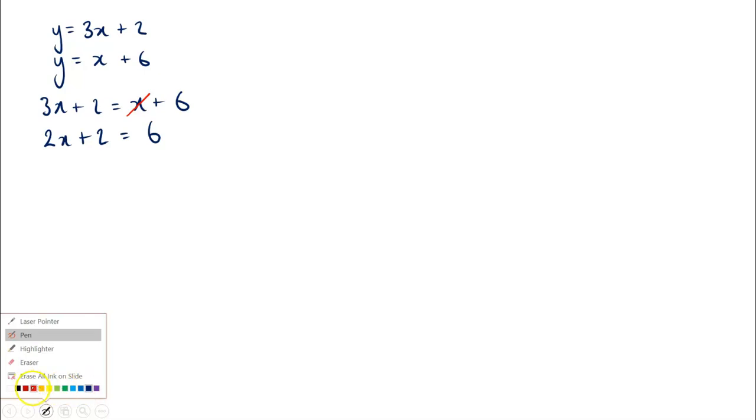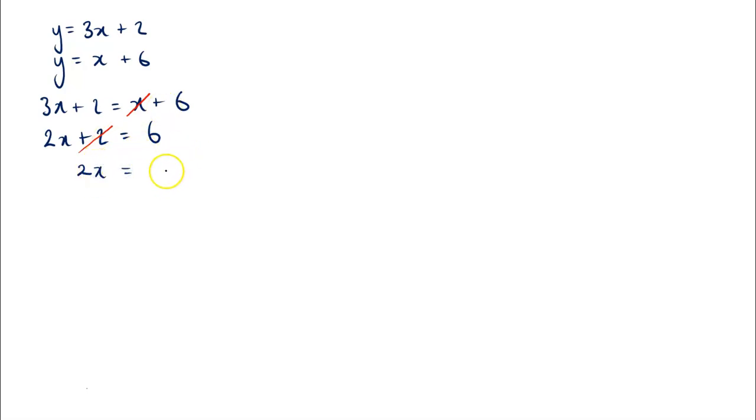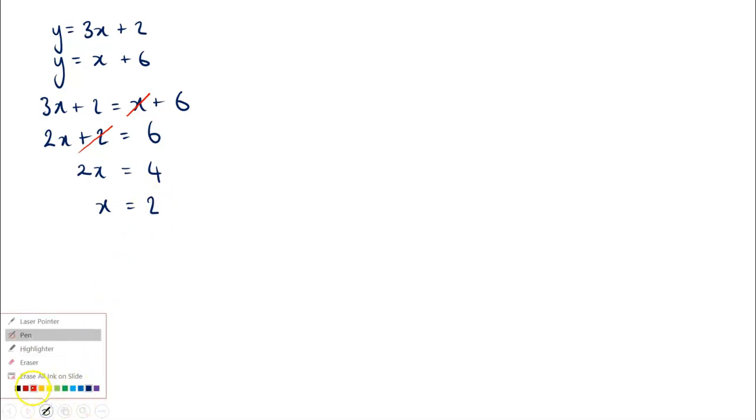Now I deal with the numbers. So I want to subtract 2 from both sides. If I subtract 2 from the left-hand side, this will go, so on the left-hand side we are just left with 2x. And then on the right-hand side of the equation, we're going to do 6 minus 2 to get 4. So now I have 2x is equal to 4. I want to know what x is, and so we can divide both sides through by 2. So I have x is equal to 4 divided by 2, which is 2. And this is the first solution. X is equal to 2.